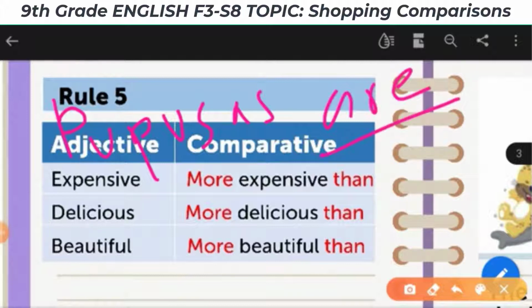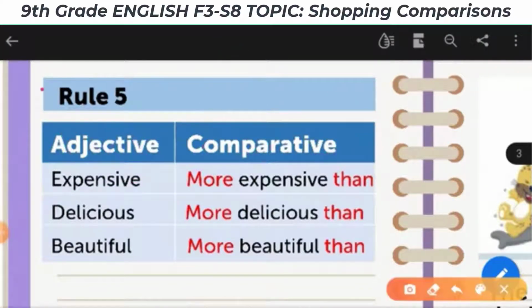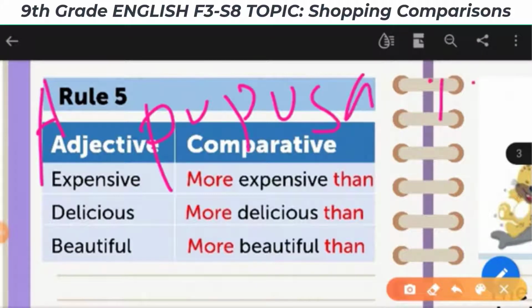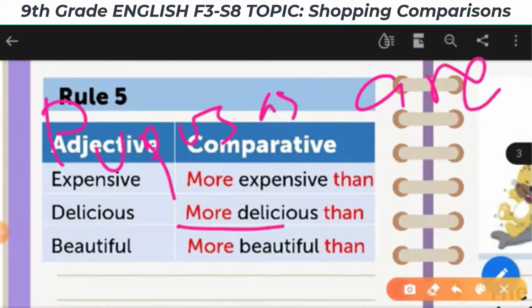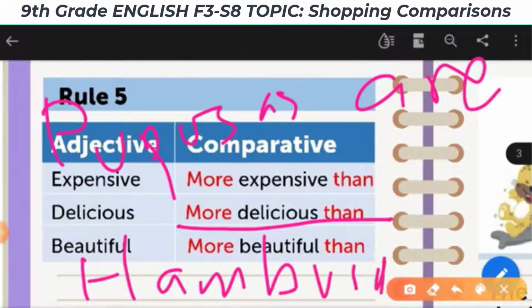are, se fijan que aquí no le pusimos is. ¿Por qué? Porque aquí pupusas está en plural. Y recuerdan que dijimos que are se pone cuando ya están en plural las cosas, ¿yes? Si lo quisiéramos poner con is, entonces tendríamos que decir a pupusa, una pupusa. A pupusa is, ¿yes? Si solo fuera una, ¿va? Pero como estamos hablando de varias, pupusas are more delicious than hamburgers, yes? Las pupusas are more delicious than hamburgers, yes?